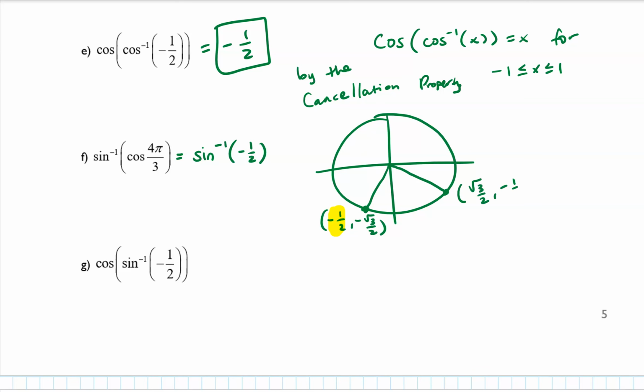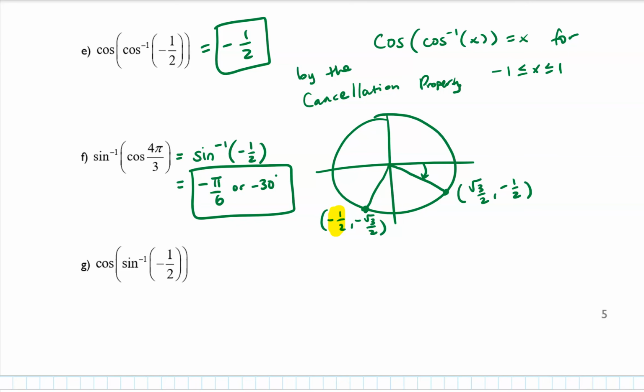And so here, this would be +√3/2, -1/2, and that angle that accomplishes that for us would be -30 degrees, or -pi/6. So that's going to be -pi/6 or -30 degrees. Either of those are fine. And that's our final answer for part F.